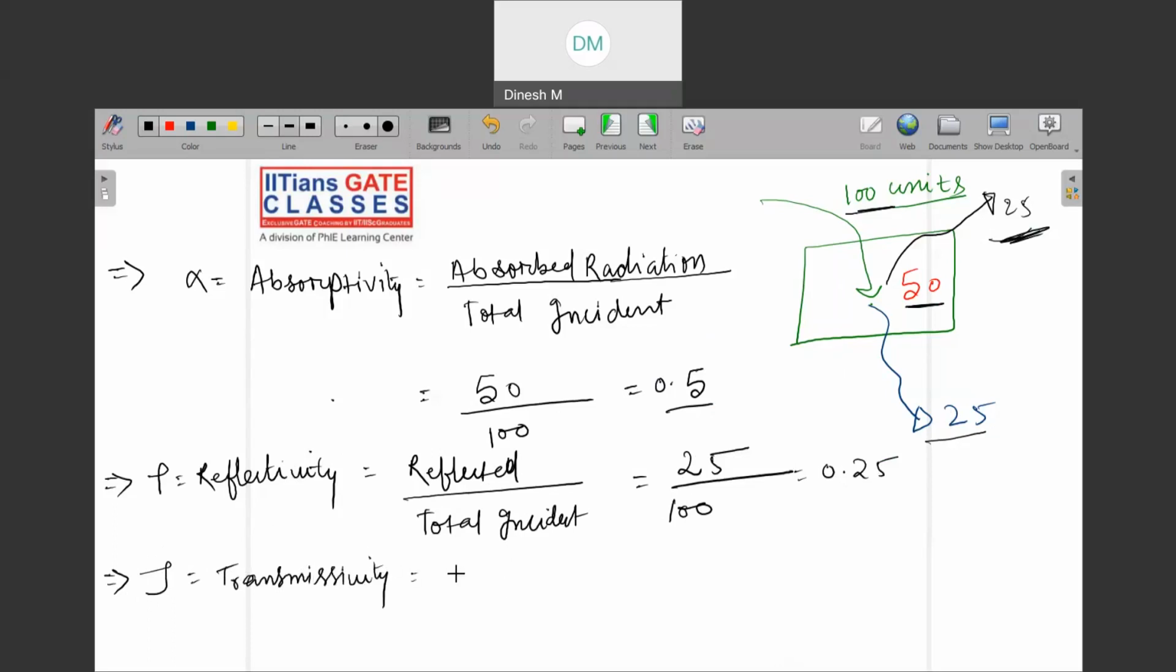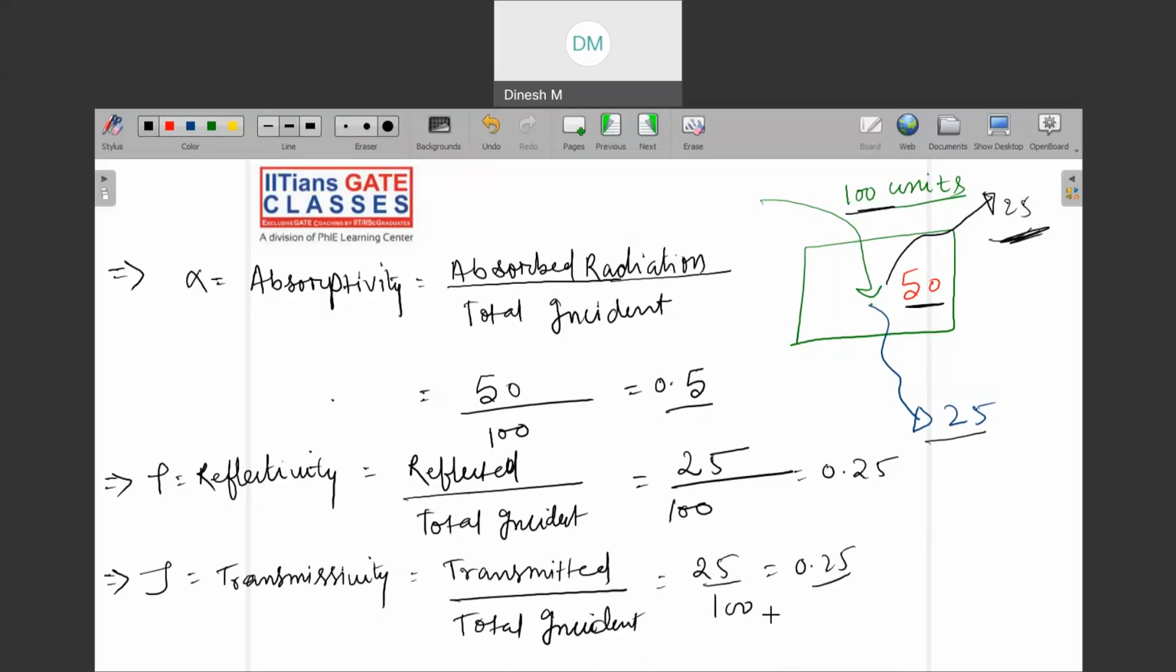So what is the ratio of this one? That is how much you have transmitted divided by, again, the total unit which was falling upon you. So, total incident. Can you see this is again, for example, 25 by 100. But this is not the case that every time a body will always reflect or transmit.